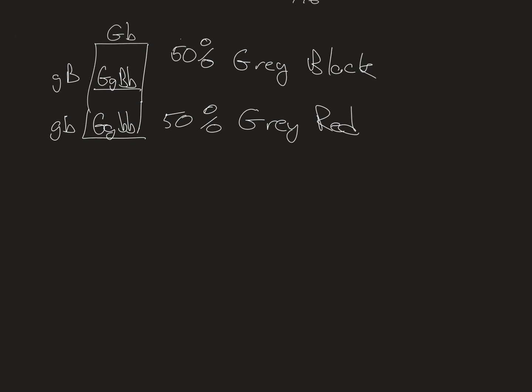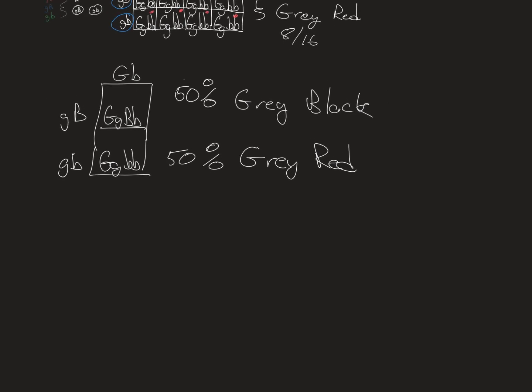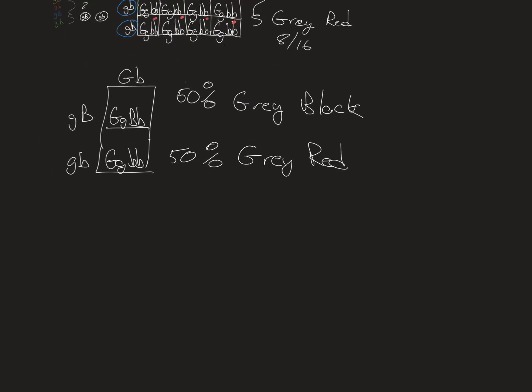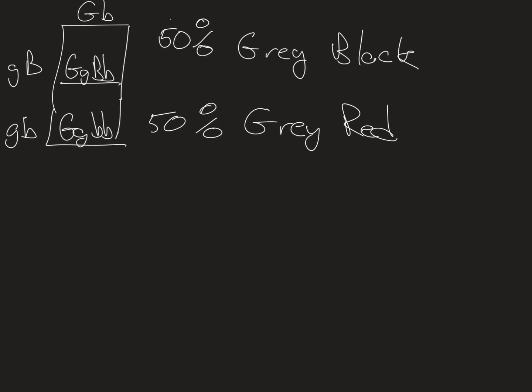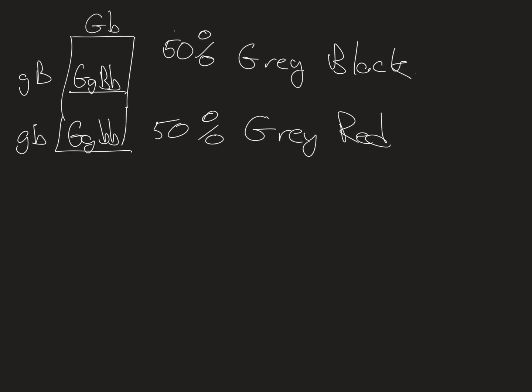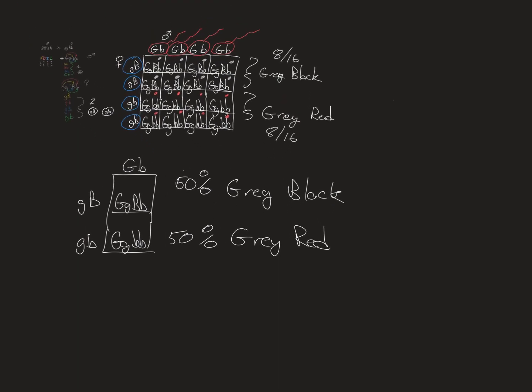If this is what you had, and then they ask you the question, how many out of 16 would have gray fur with black eyes? 8. How many out of 16 would have gray fur with red eyes? 8. How many out of 16 would have white fur with black eyes? 0. How many out of 16 would have white fur with red eyes? 0. Easy, right? So don't you think it's easier to do this here rather than do all this mess up here?